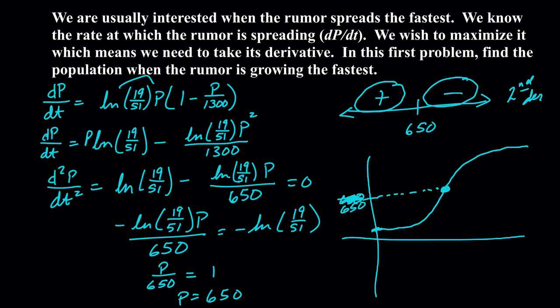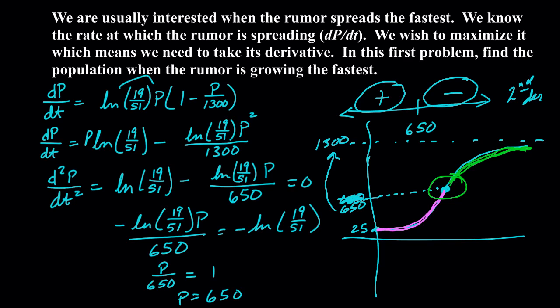This would be your starting population of 25 students who started the rumor. Our carrying capacity up here was 1,300 students. Notice that 650 is half of our 1,300 students. Your concavity of your graph changes at that value. Concavity will always change from concave up to concave down, which means this is a point of inflection that always occurs at half of your carrying capacity.